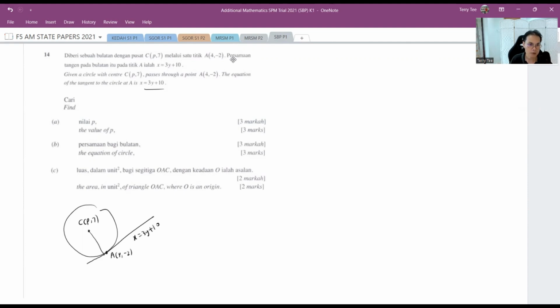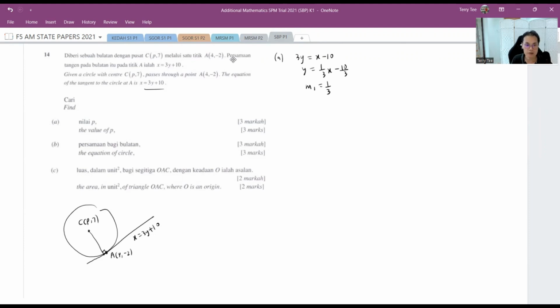Now, when a line is a tangent to a circle, it's always perpendicular to the radius at the center of the circle. So one thing we can start off by is finding the gradient of this line. Let's change it to y equals mx plus c. My y is 1 over 3 x minus 10 over 3. So the gradient of this line is 1 over 3.